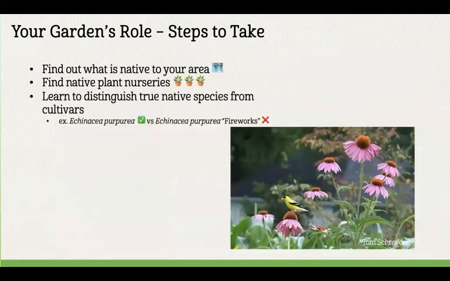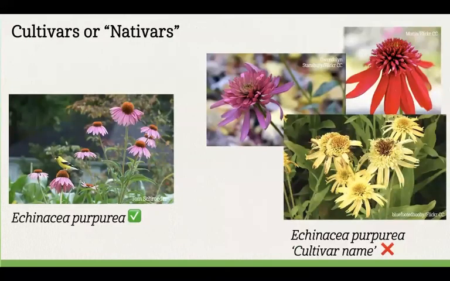Before you shop, it's important to learn to distinguish between true native species and cultivars, or what's sometimes called nativars. A cultivar is a plant that has been specifically grown for a specific trait. So maybe a color of flower, a height of the plant, special blooms. So for an example, let's take this purple coneflower. The Latin name is Echinacea purpurea. And this is one of the most highly cultivated plants in the world. You'll find cultivars with many different colors, all kinds of different features.